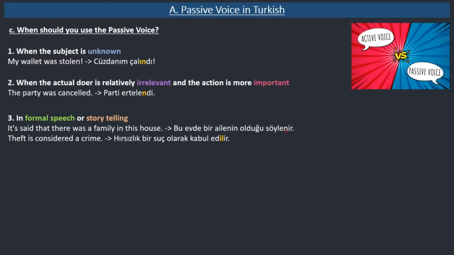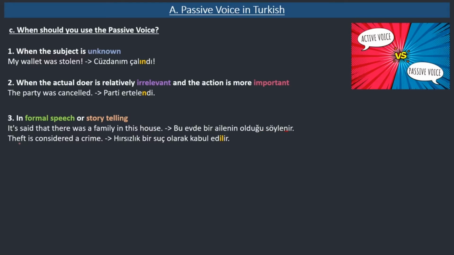Like, it is said that, the part from last week's lesson or two weeks ago, I think, the relative clauses or reported speech or subordination. Olduğu söylenir. It's olmak, there was, so you put all, do, söylenir. It is said that there's a family in this house.